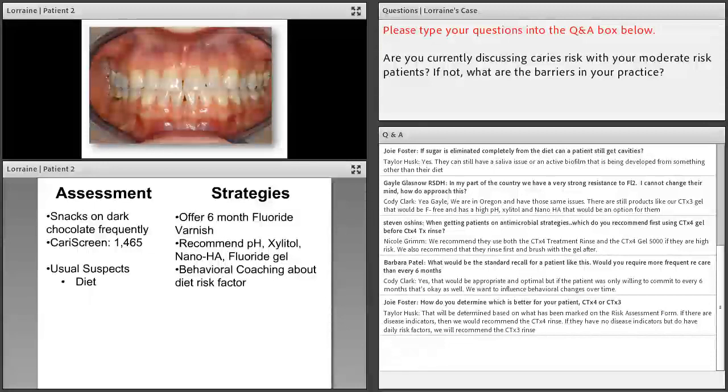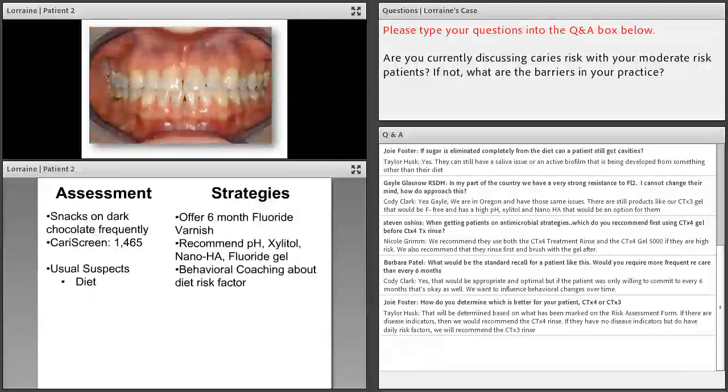I think as we look back at Lorraine's case, one thing that a lot of doctors and team members might be thinking is, okay, this is a moderate risk patient. Is this really necessary for them? And so a question that we would pose to all of you: are you currently discussing caries risk at all with your moderate risk patients? Do you have a process in place where you can identify, even if the only thing that's happening is they're snacking on dark chocolate frequently and their biofilm activity is maybe right on that tipping point, is that discussion taking place?